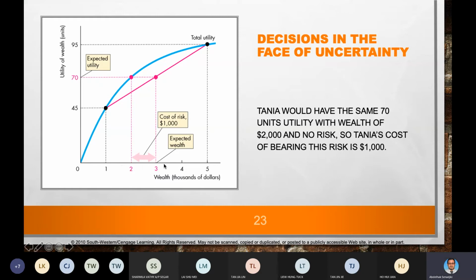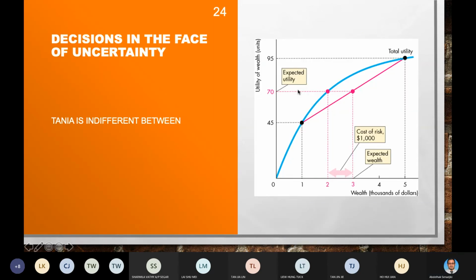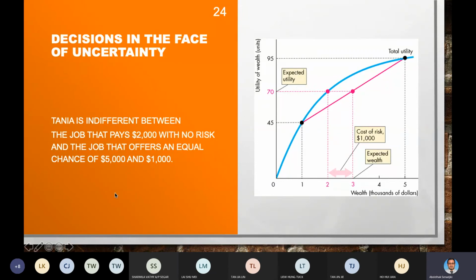So she needs to decide. If she takes the second option, she may not get 3,000, but she may get only 1,000. In this case, she will lose a lot of money. So Tina is indifferent between the job that pays 2,000 with no risk and the job that offers an equal chance of 5,000 and 1,000.